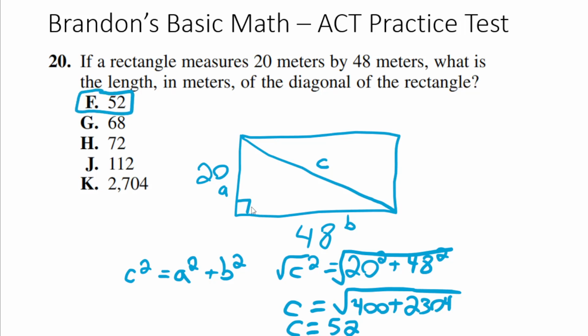So remember, key takeaway point here is whenever you're dealing with triangles, specifically with right angles, Pythagorean's theorem can always be applied. C squared equals A squared plus B squared.